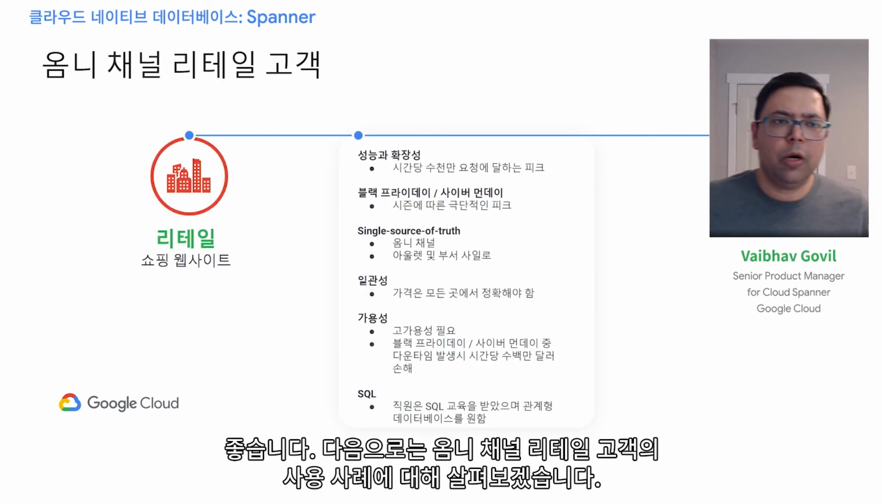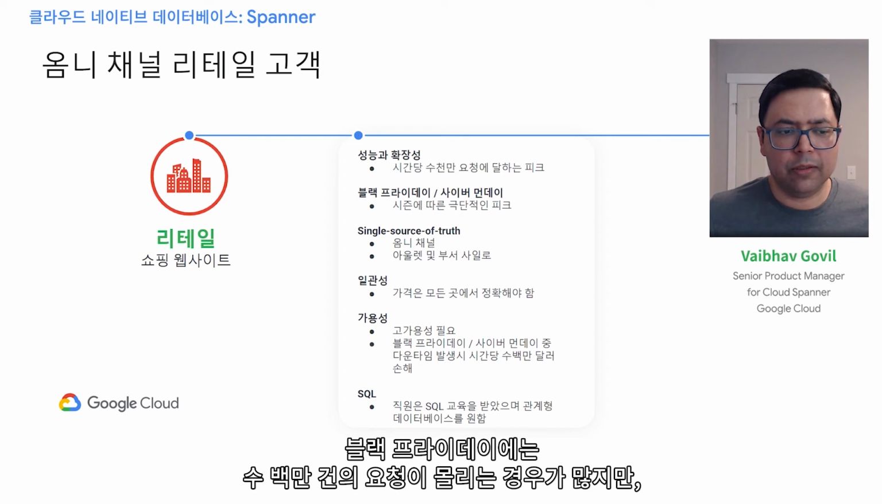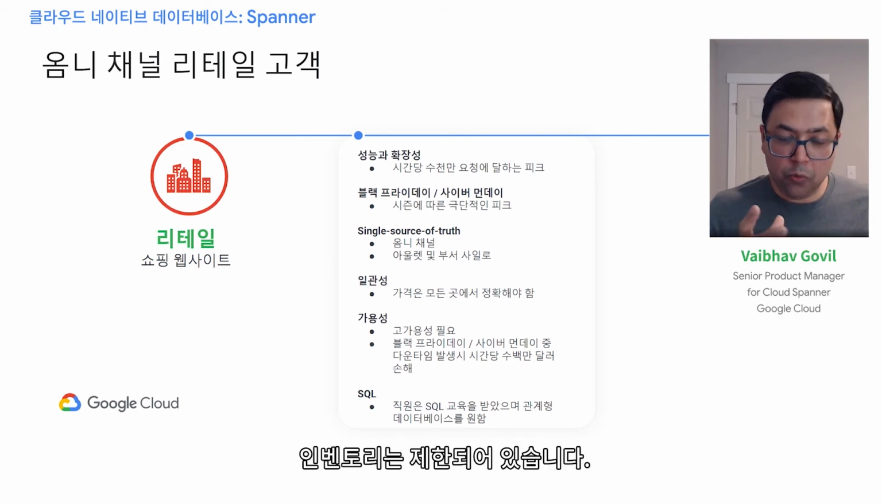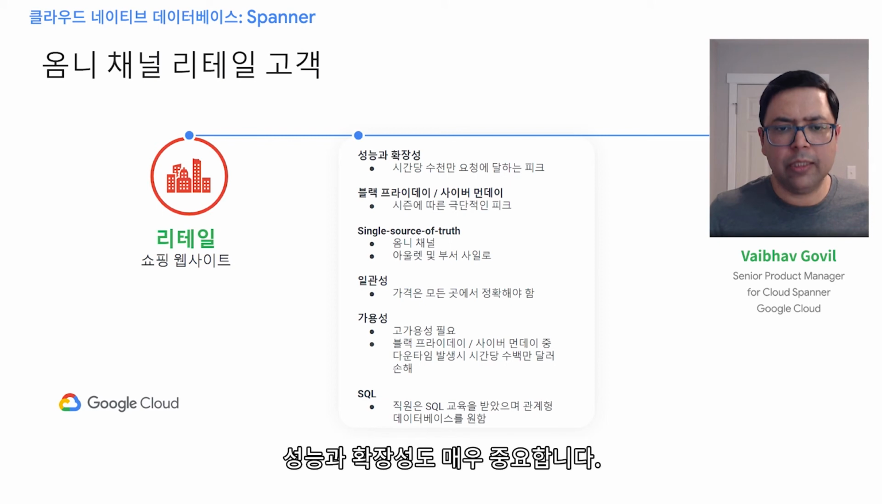Okay, so let's talk about our omni-channel retail customer use case. So again, if you are a retailer like Walmart, you are looking for extreme performance and scalability. It's very easy for you on a Black Friday to receive millions and millions of requests, and your inventory is limited, so it has to be extremely consistent, and you need to be able to service those requests and do those transactions. So performance and scalability is extremely critical.